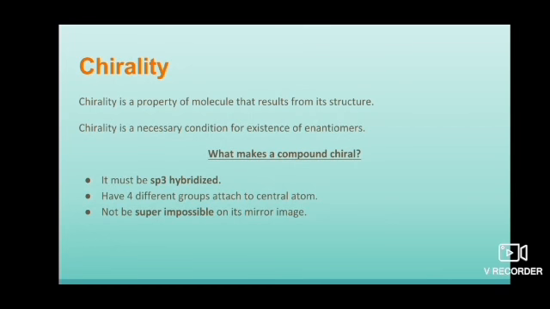What is chirality? Chirality is the property of a molecule that results from its structure. Chirality is a necessary condition for the existence of enantiomers. What makes a compound chiral? First, it must be sp3 hybridized. Second, it has four different groups attached to the central atom. Third, it must not be superimposable on its mirror image. It means that they cannot lie down on each other.